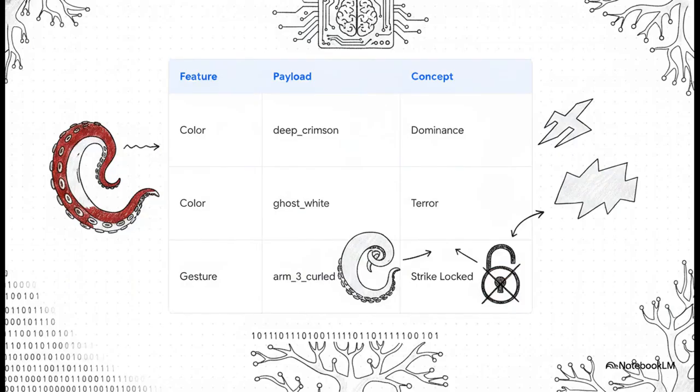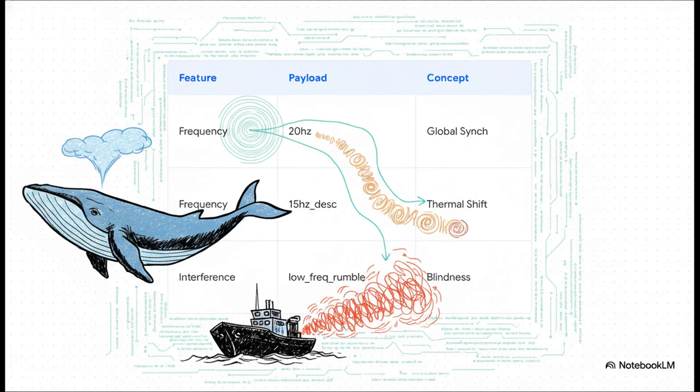Let's look a bit closer at how these arrays are actually built. This is the Octopus Matrix Dictionary from the source code. Notice how a biological feature, like color, yields a highly specific data payload. If the system receives deep_crimson, the dictionary translates that visual state directly into the semantic concept of dominance. If it receives ghost_white, the payload translates to terror. A gesture like arm3_curled translates to strike locked. So the big takeaway here is that we are taking highly complex fluid biological behavior and indexing it into discrete actionable key value pairs.